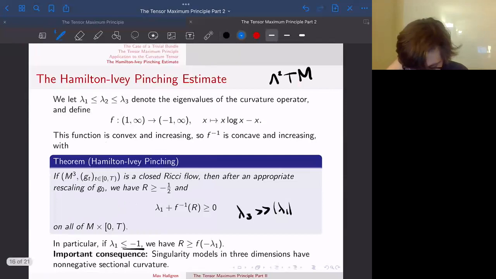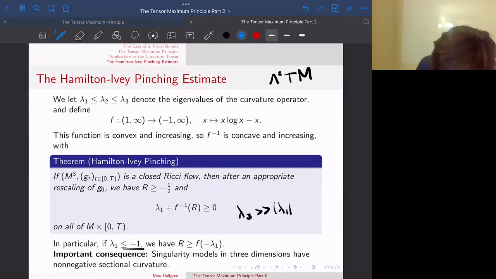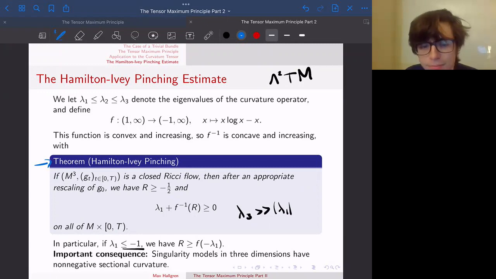Yeah, so usually the other version of Hamilton-Ivey has some kind of term that shows that as t goes off to infinity, your sectional curvature is actually going to be almost non-negative. But this version is enough for studying finite time singularities. Yeah.